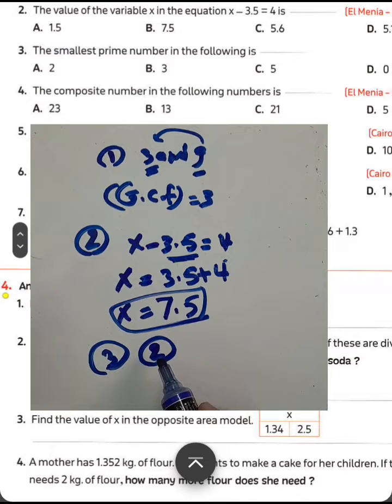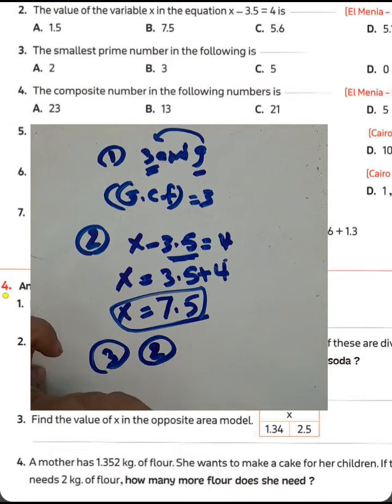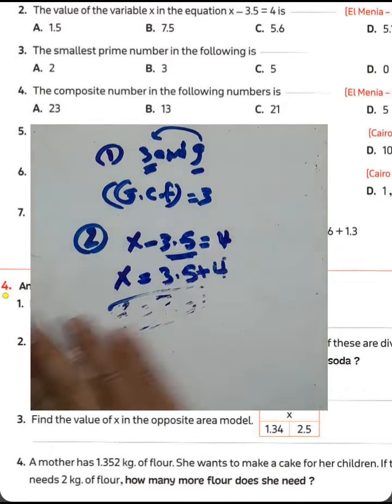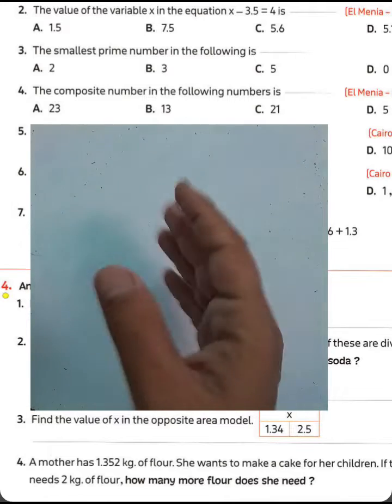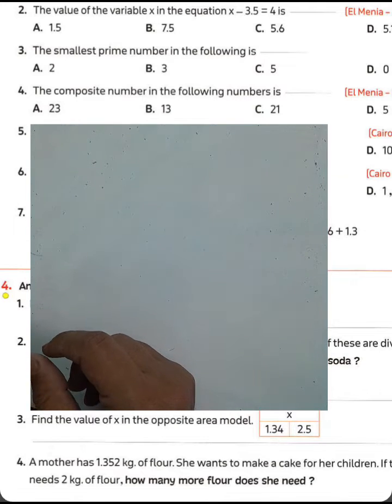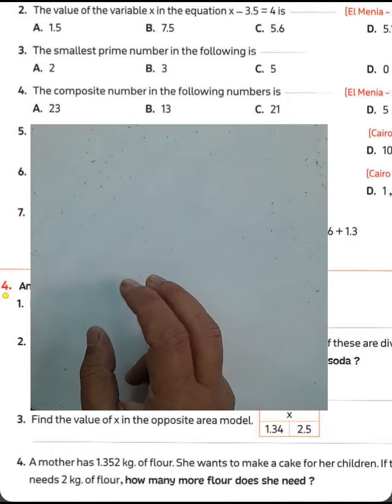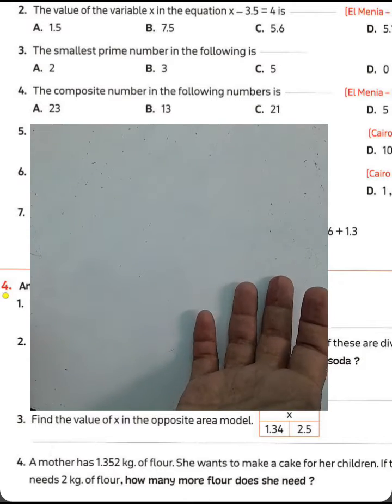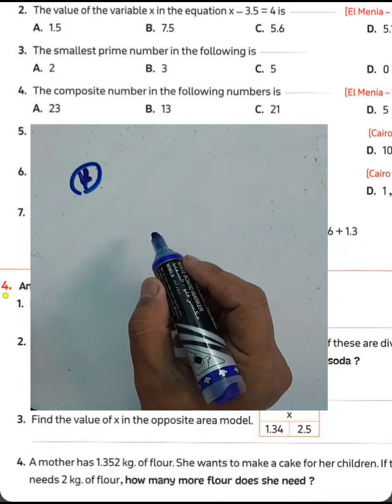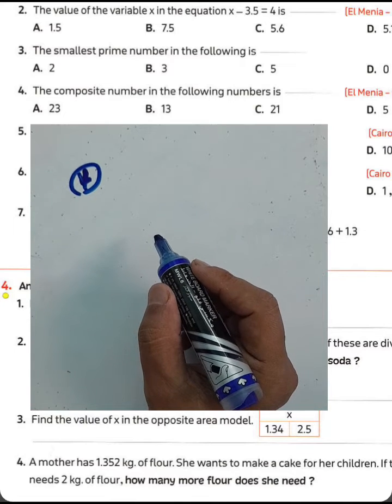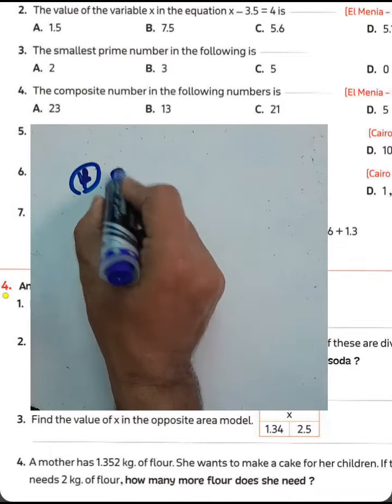Question number 4. The composite number in the following is blank. What is the meaning of composite? Composite means the number can be divided by itself and 1 and other factors, at least 3 factors. So we have here what? We have 21. Choose letter C.